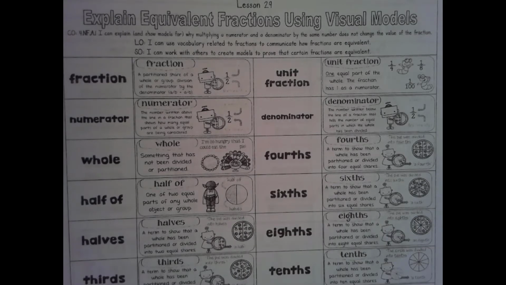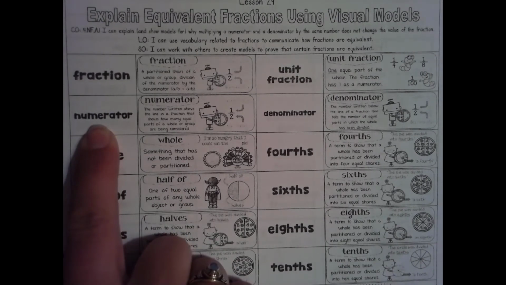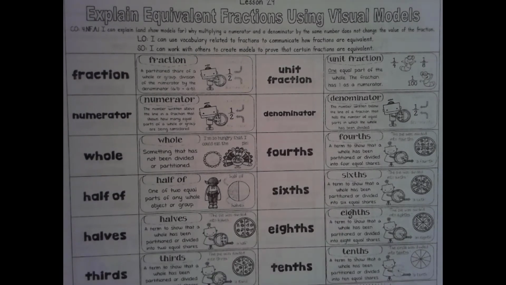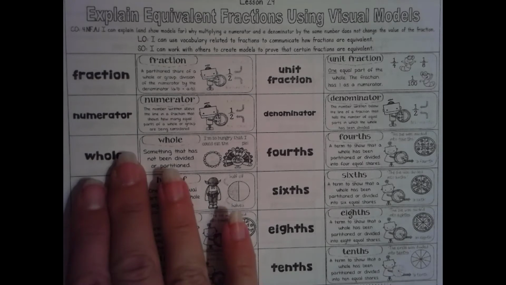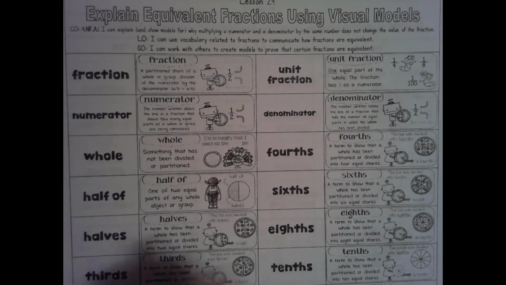Our denominator, the number written below the line of a fraction that tells the number of equal parts in which the whole has been divided. So like for our school year, it's divided into 180 days. That is the whole amount for the school year, so that is our denominator. This is the part we're looking at, and this is the whole. The whole thing, something that has not been divided or partitioned. So if we just look at the school year, and not the individual days, that would be the whole thing, the whole year. And then we look at the pieces, that's where we get our denominator.